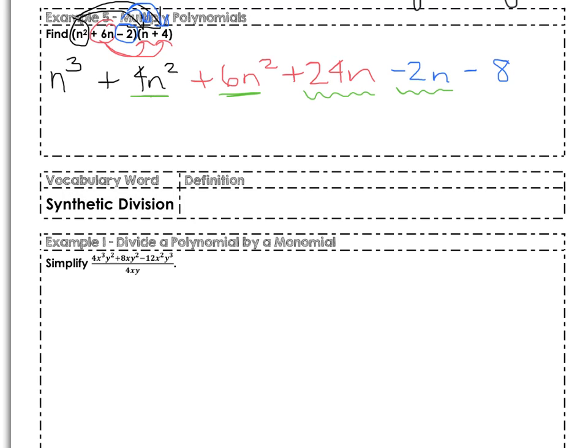So this is going to simplify my polynomial, leaving me with n cubed plus, well, 4n squared plus 6n squared gets me 10n squared. Next, we have 24n minus 2n. That gets me 22n. And then lastly, we have the negative 8.